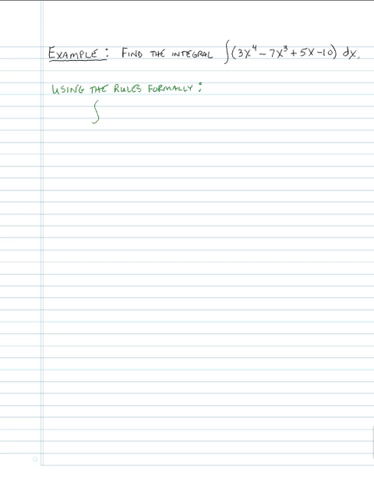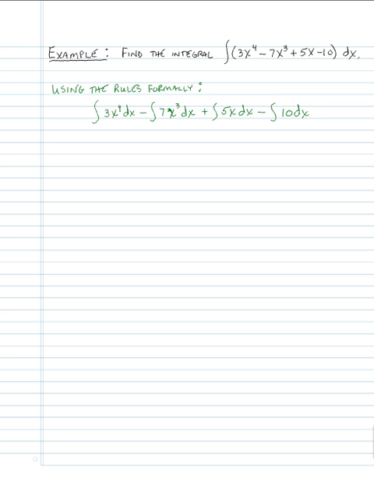And so we would think, well, we have the integral of 3x to the fourth with respect to x. Then we have minus the integral of 7x cubed with respect to x. Notice I'm putting that dx each time because it goes with an integral. Plus the integral of 5x with respect to x. And then finally minus the integral of 10 with respect to x. So that would be formally the first step we would take.